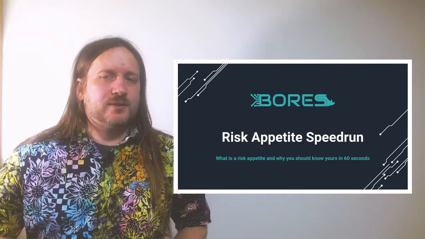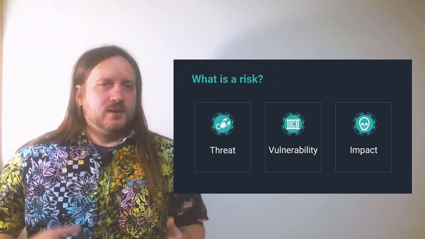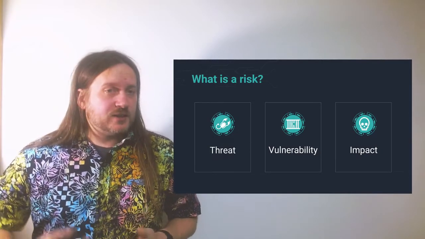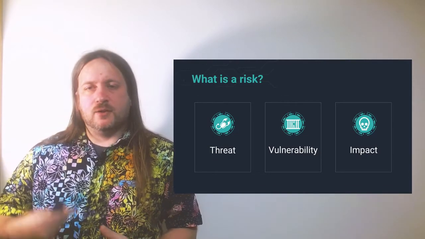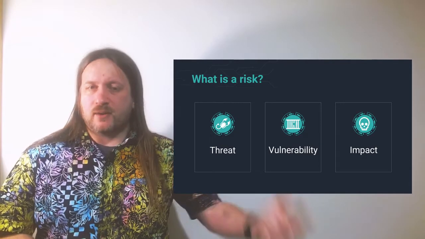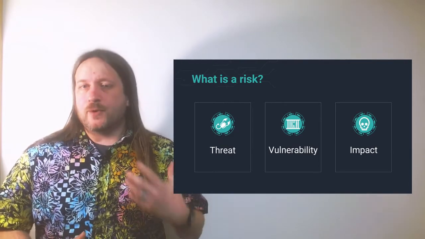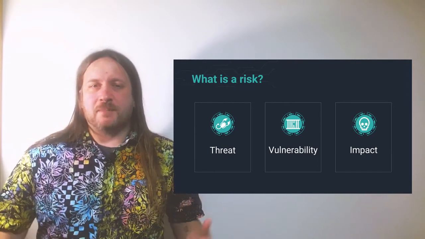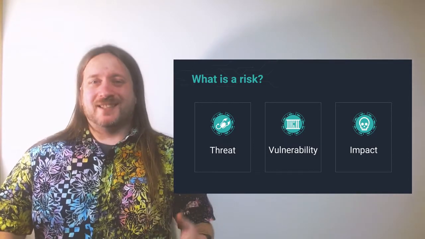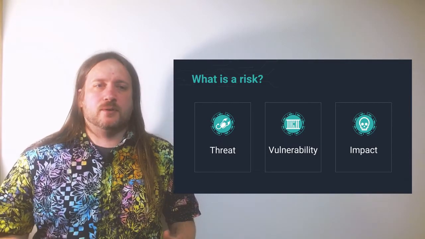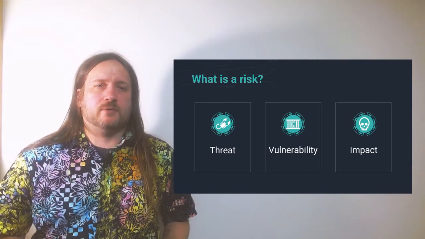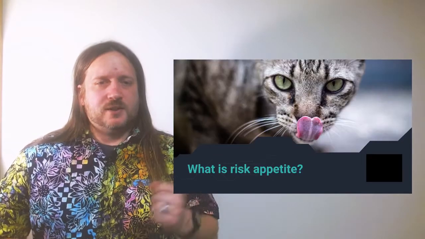First of all, we have to define what a risk is. Now, the way that I use it, a risk is a combination of a threat, something fully outside of your control, a vulnerability, that is a gap in your controls somewhere, and an impact. You have to have those three or you don't have a risk. Now, what is risk appetite?